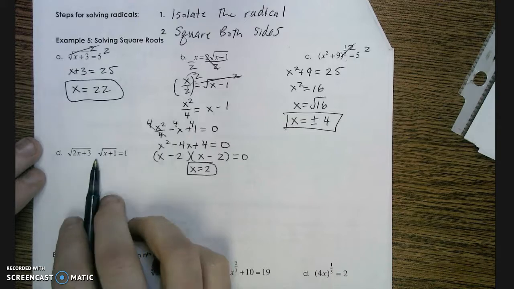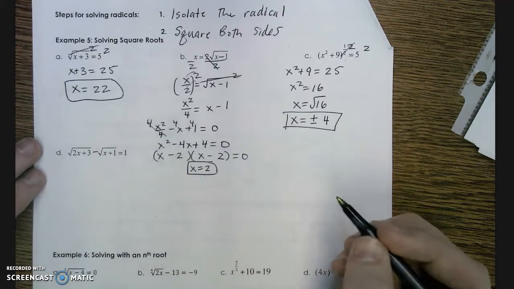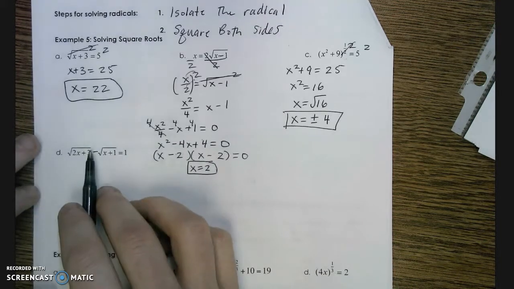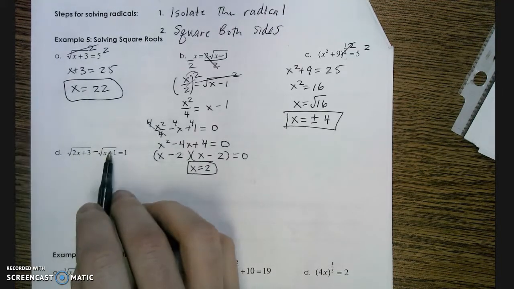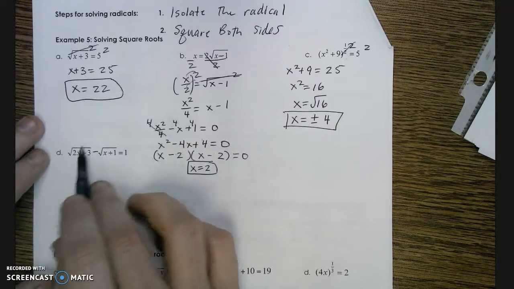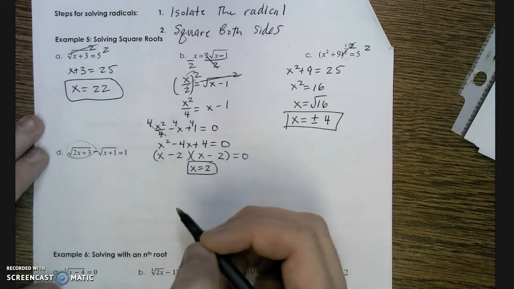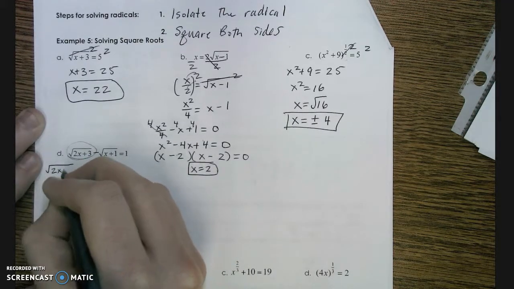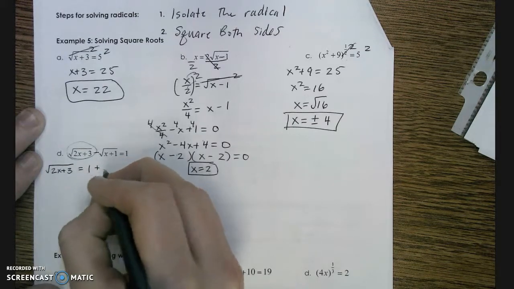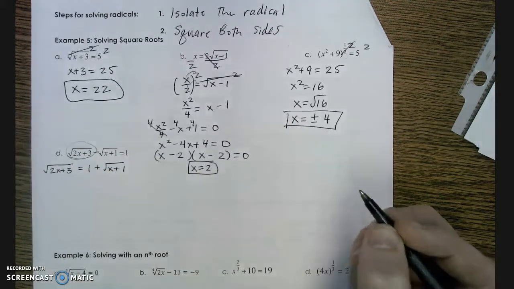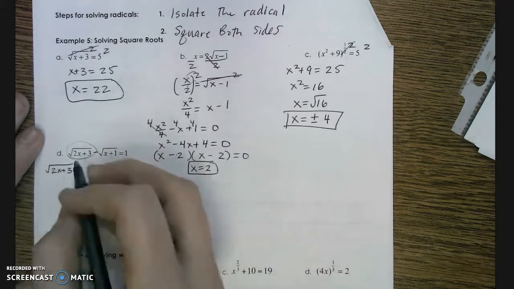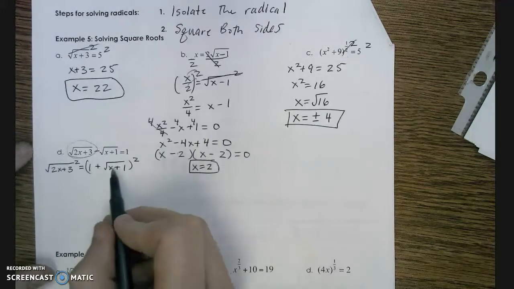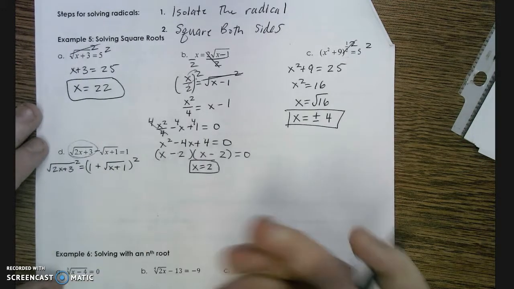For D, there's no way to really isolate the radical, so to isolate both radicals, you want to pick one and isolate it. Let's pick the 2x plus 3, so I'm going to add that other radical to the other side. And then I'm going to square both sides to get rid of this radical. But when I square the right side, I've got 2 terms, so I need to FOIL that.